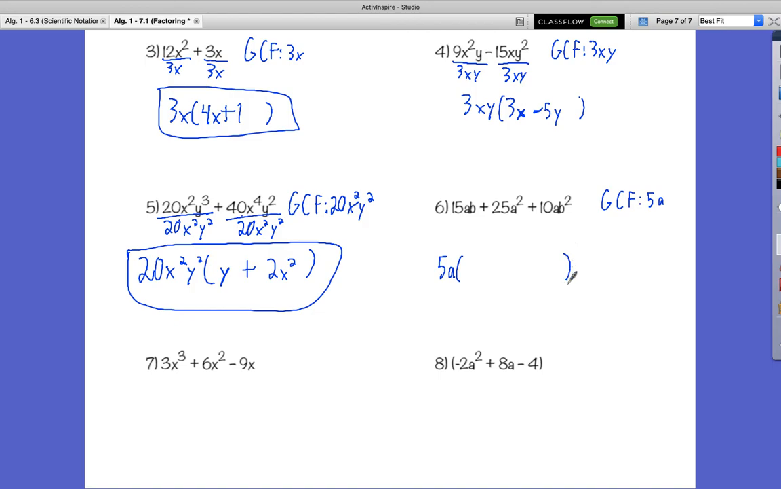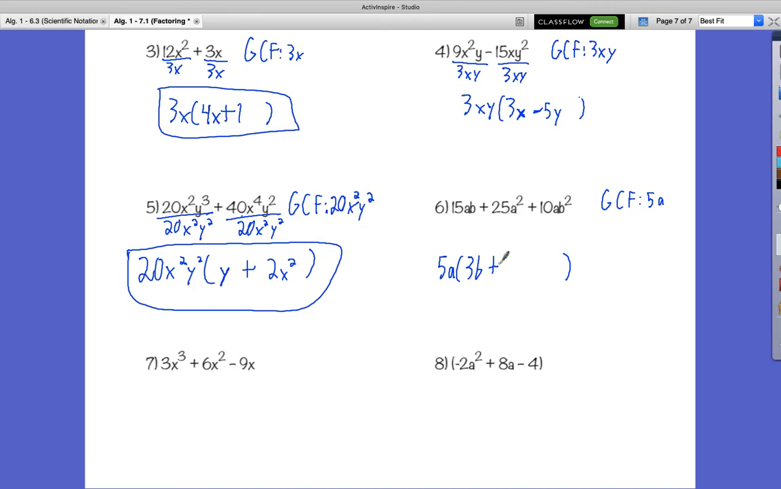So you write the 5a outside the parentheses. And I'm going to start challenging us by actually not dividing each of these. What's 15ab divided by 5a? 3b. So if we factor 5a out, we're left with 3b.